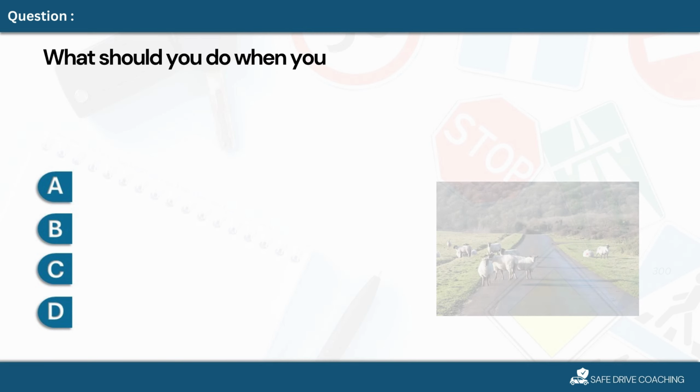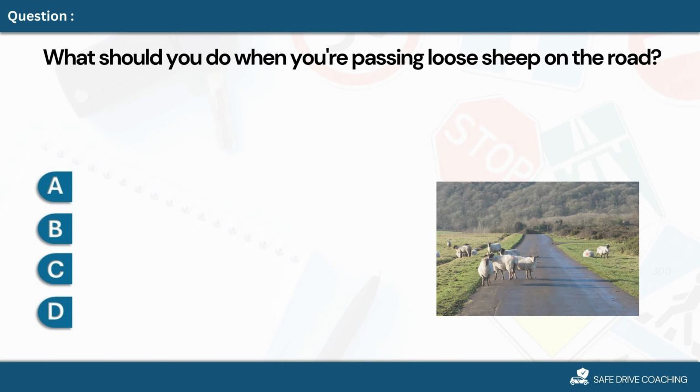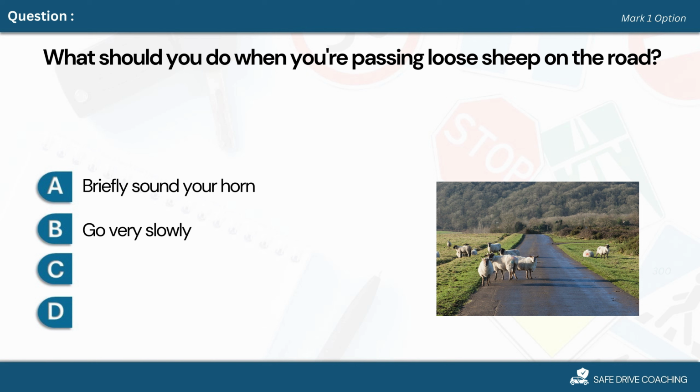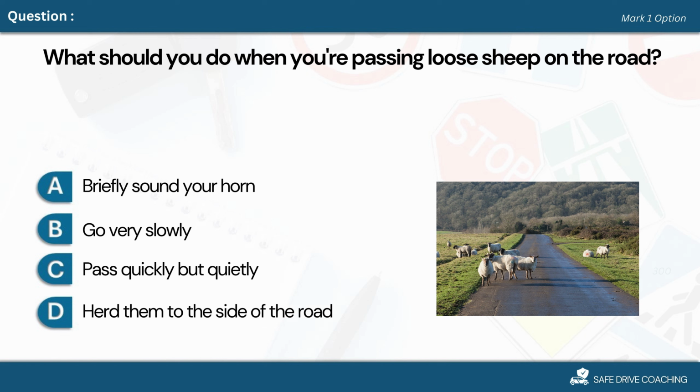What should you do when you're passing loose sheep on the road? A. Briefly sound your horn. B. Go very slowly. C. Pass quickly but quietly. D. Herd them to the side of the road.